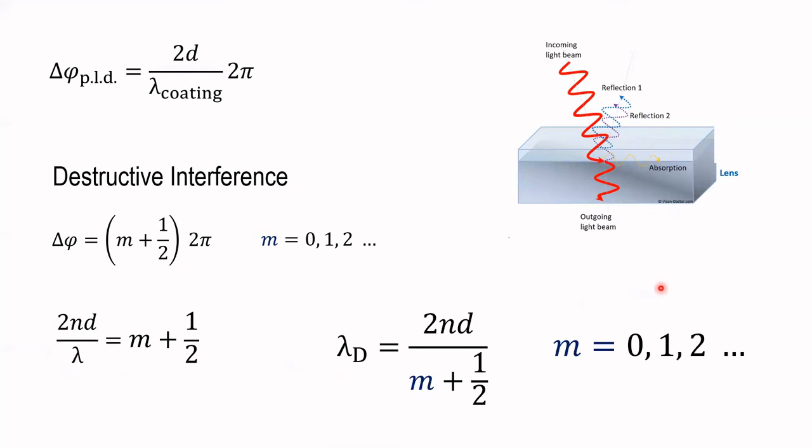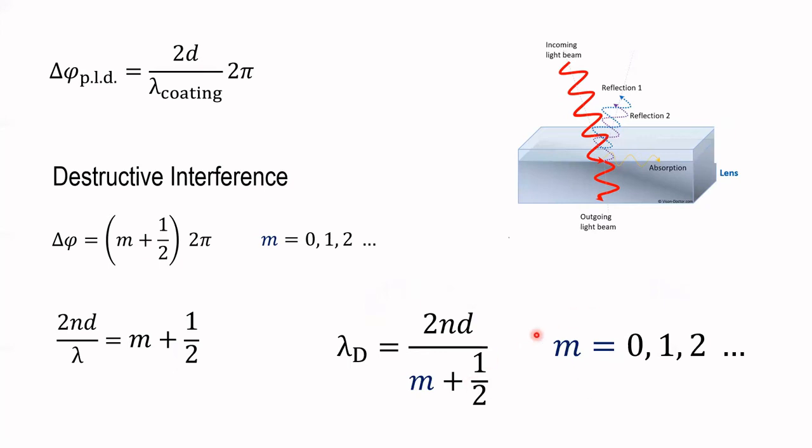Plug in various integer values for m to get the set of wavelengths that will experience destructive interference for a given index for the coating and a given thickness of the coating. And again, you could flip this formula around and use it instead to solve for the required thickness of the coating based on the index of the material and based on the wavelength that you're talking about. Now, you could write this in a slightly different way.